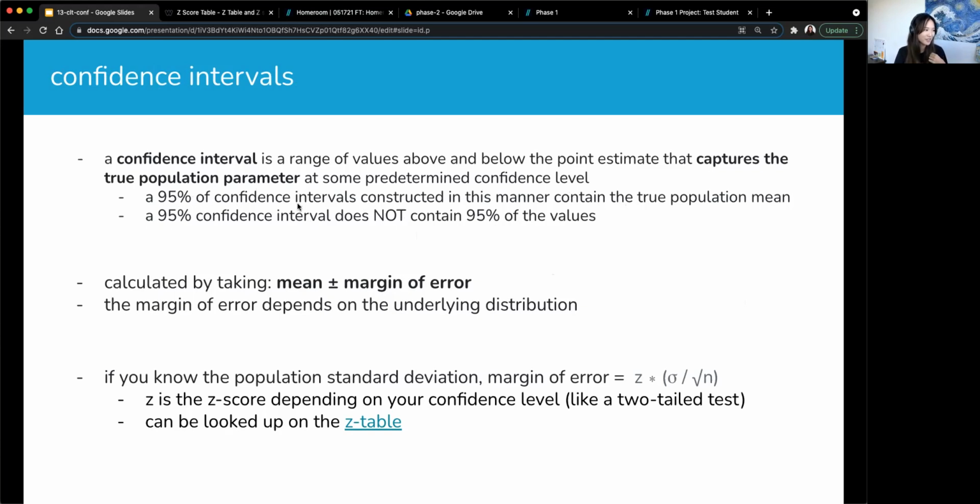95% of confidence intervals constructed in some manner contain the true population mean or parameter. We'll talk about this more in the specific context we need to know this for, so don't worry about that too much. But a confidence interval is basically a range of values above and below the point estimate. So for example, let's say you're trying to estimate a population mean. You'll often be given a confidence interval for some population mean. That just says that it's a range of values above and below the point estimate population mean that captures the true population parameter at some predetermined confidence level.